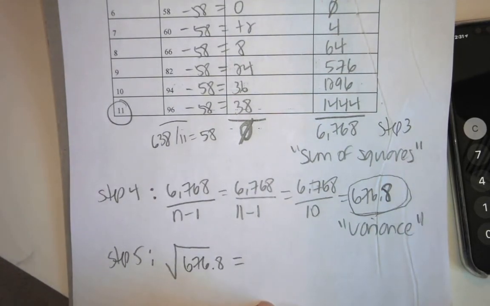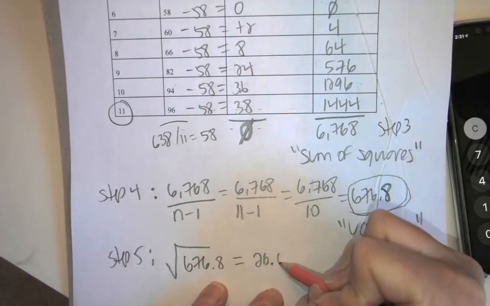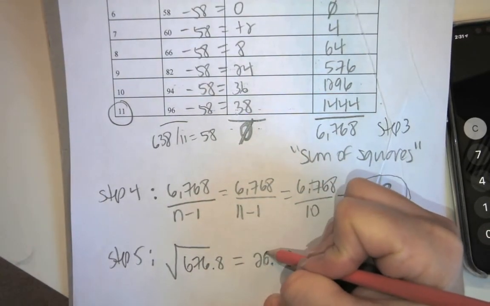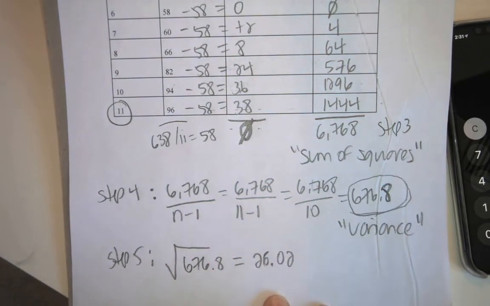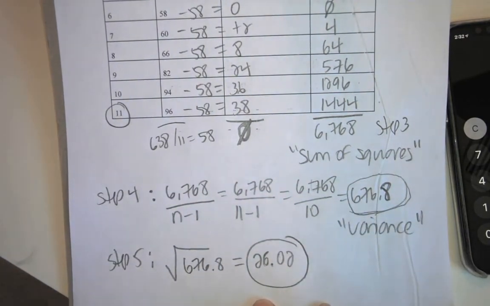My Apple phone calculator is not going to be able to calculate that. So here's where you could move over to your computer's calculator or use a better calculator than the one on your iPhone. So step 5 again is the square root of variance, which is your standard deviation. So my standard deviation for this set of data is 26.02.